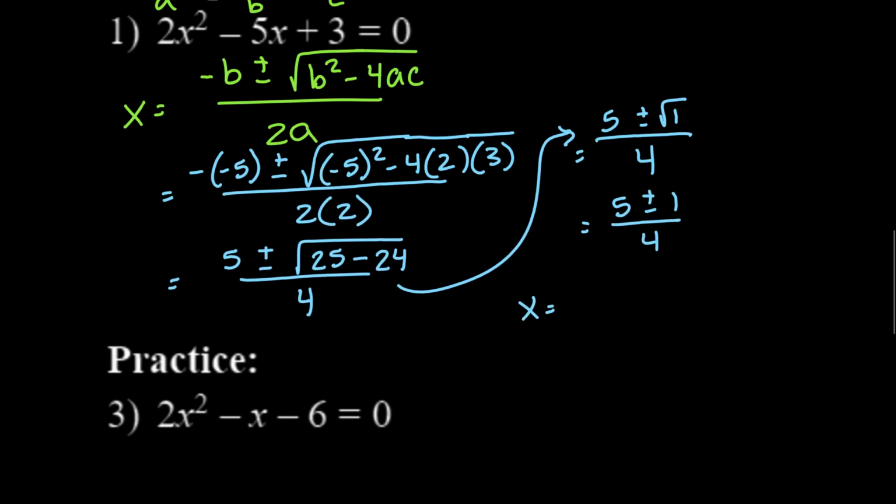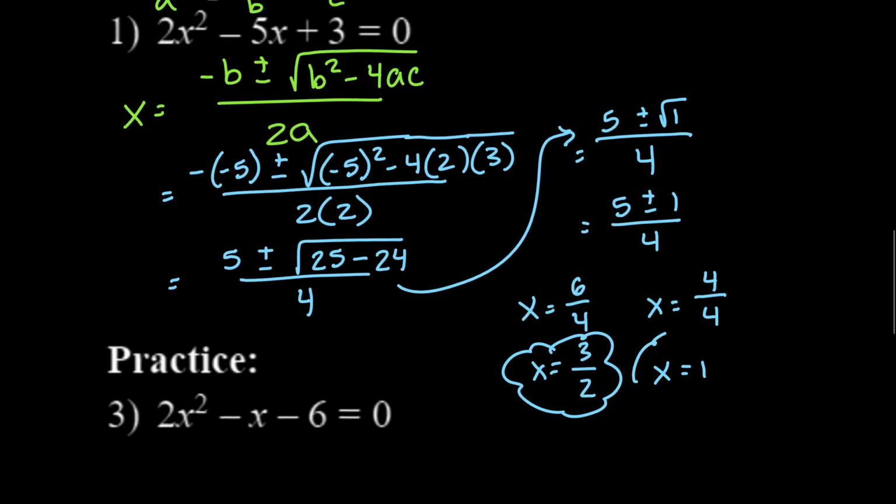What are my two solutions? 5 plus 1 is how much? 6 over 4, which can be simplified to 3 halves. And then 5 minus 1 is how much? 4 over 4. And 4 over 4 can be simplified to 1. So on this side, I did 5 plus 1 and got 6. Here I have to do 5 minus 1 and I got 4. So these are my two solutions and I'm done.